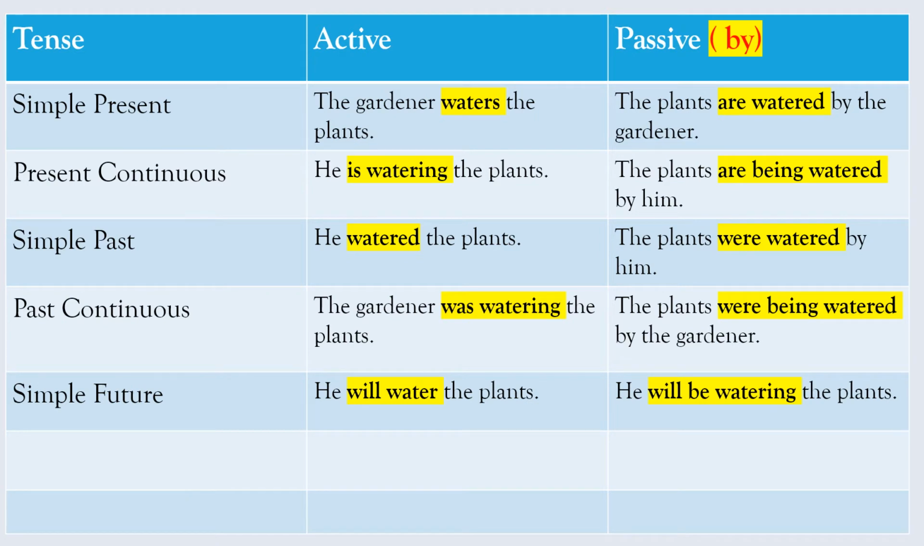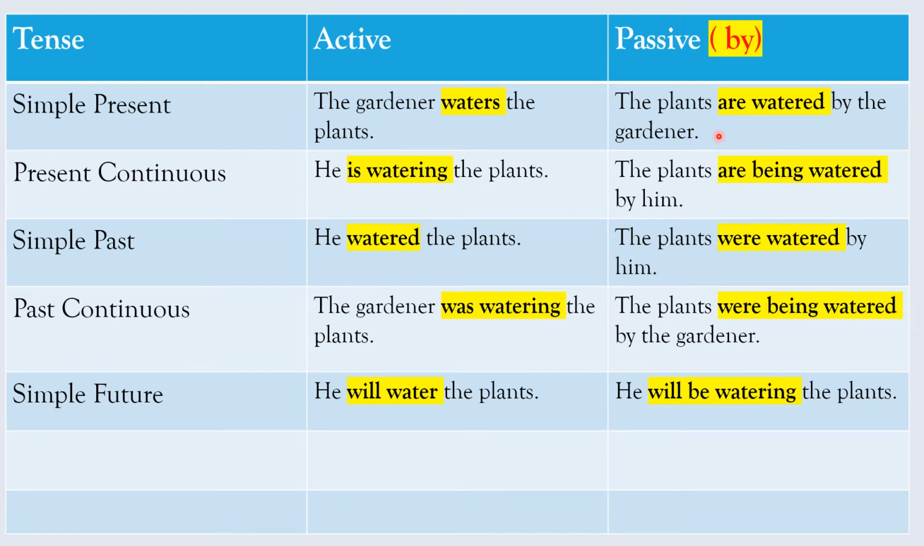Okay, this is the table that I have for you. The first column shows tense column, then the active voice and passive voice. We use this word by, I've highlighted here. Let's start. Simple present, waters. The gardener waters the plants, daily activity. So if it is simple present tense, the verb will undergo a change like this. The plants are watered by the gardener.